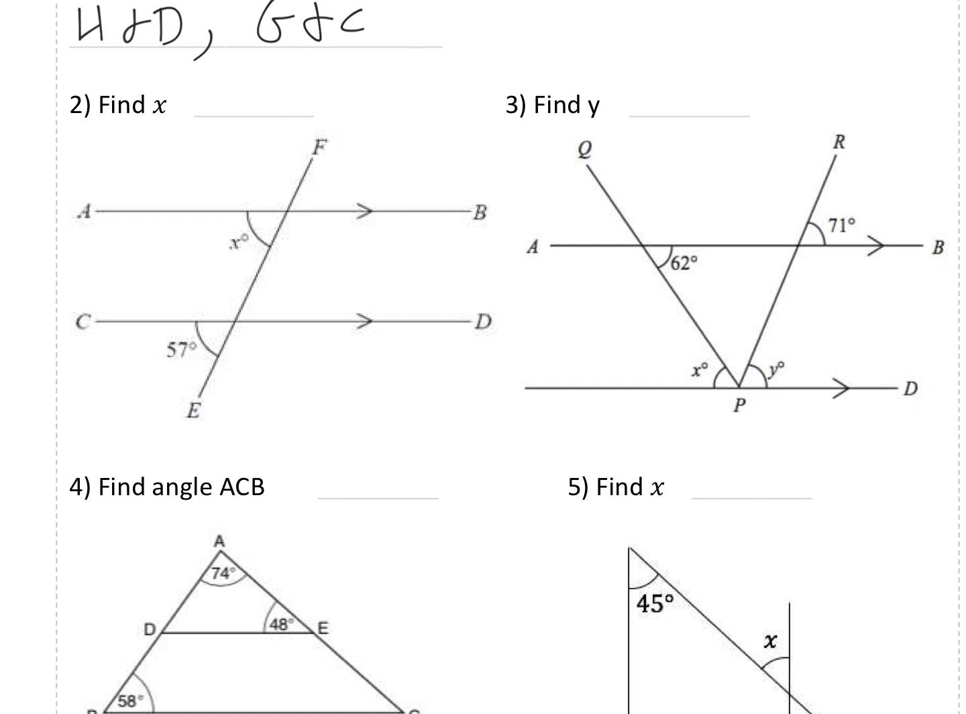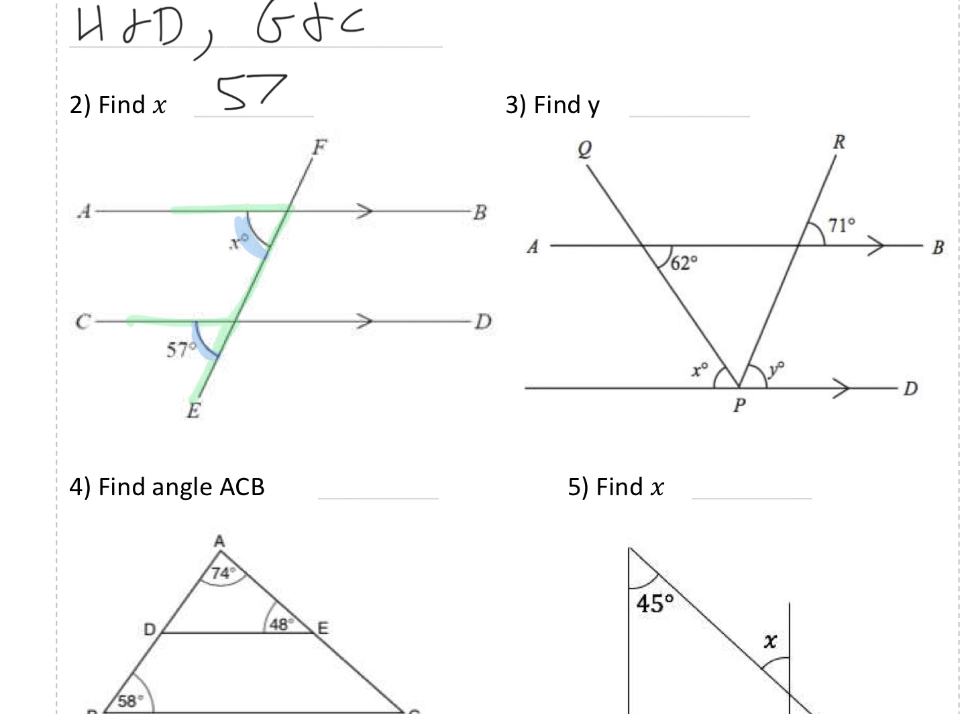Example 2, find X. So if we look at the 57 degrees, it's there. We can extend it onto where X is, and we've got that back to front F. This angle 57 just would slide up, and X would be 57 as well. So they are corresponding. Sometimes you're asked the reason, not just the value, so you'd have to say they're corresponding.